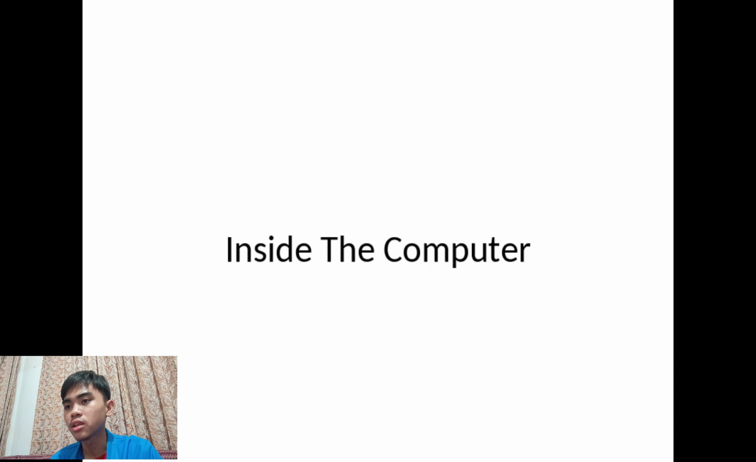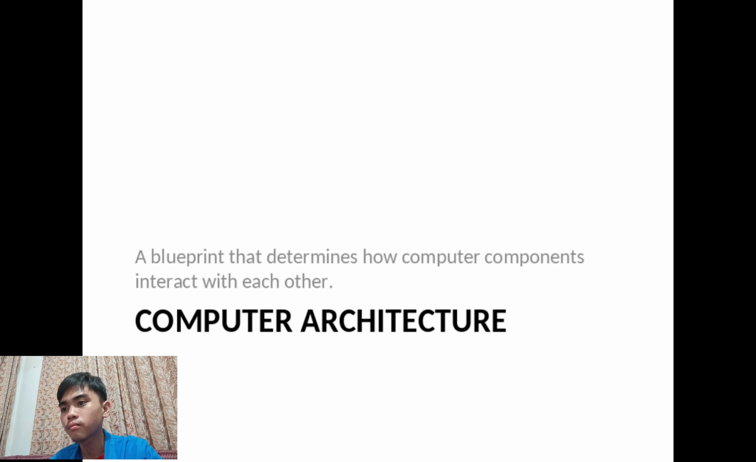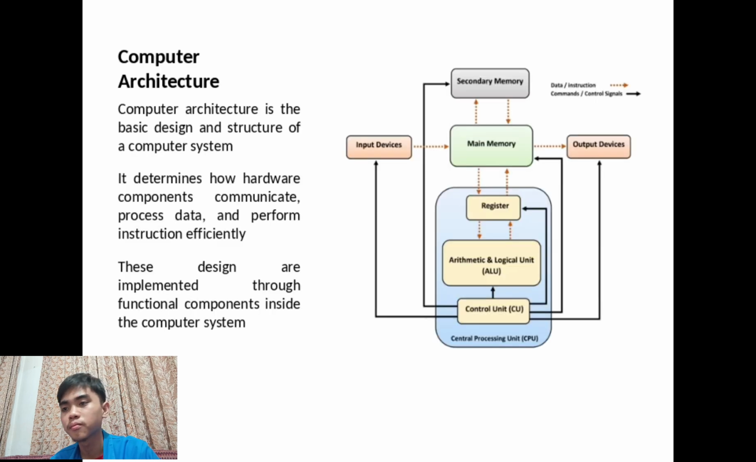In this occasion, I will explain what happens inside a computer. First, let's understand computer architecture. Computer architecture is like a blueprint that determines how computer components interact with each other. Computer architecture is the basic design and structure of a computer system.